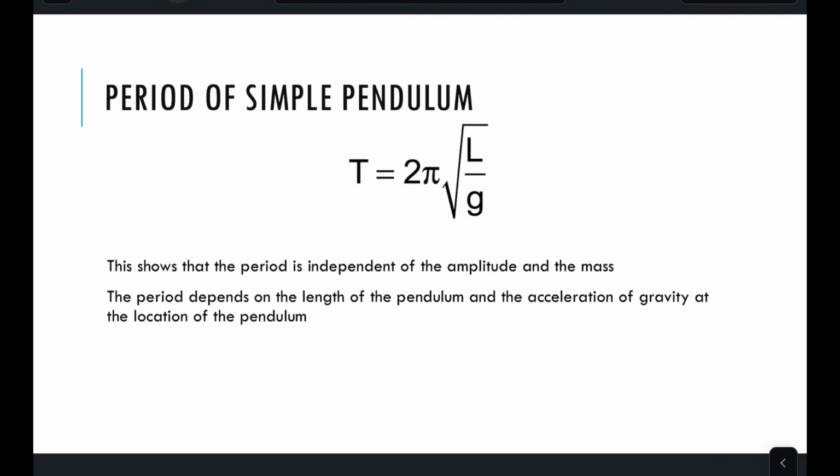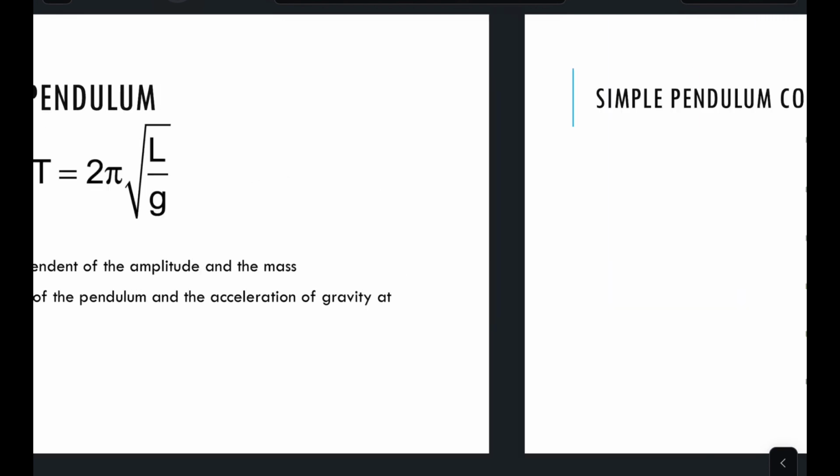The period for a simple pendulum is 2 pi square root of L over g. If you still remember, we already derived this equation during dimensional analysis, the power law. Now we introduce to you that the constant in front is actually 2 pi. This shows that the period is independent of the amplitude and the mass. It only depends on the length of the pendulum and the gravitational acceleration at that location.